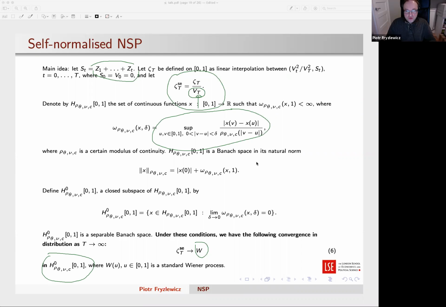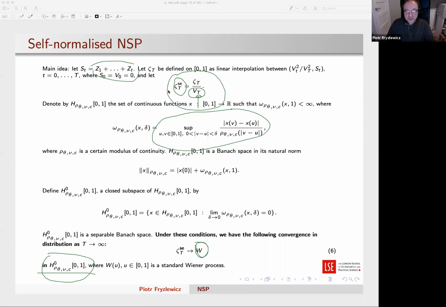What does it mean? Why do we care about what function space it converges in to the Wiener process? We care about this because if it converges in this particular function space, this means that the norm of my process converges to the same norm in this function space of the Wiener process.